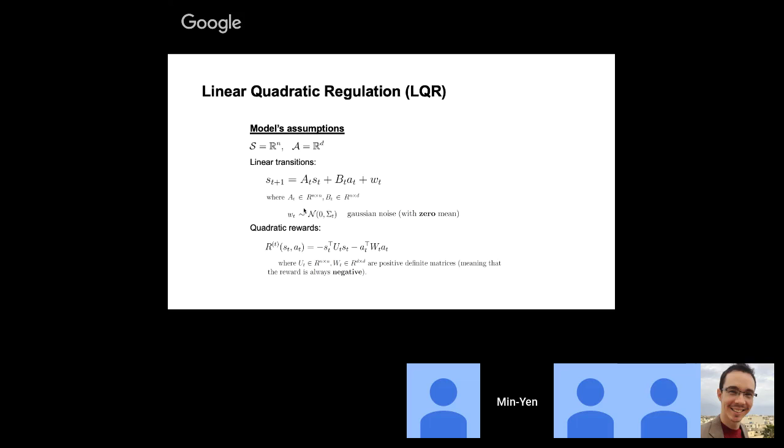So to limit the area which this LQR can apply, we need to make some assumptions. For these model assumptions, we have the state, which is just an n-dimensional vector, and the action is also a d-dimensional vector. Then we also need to assume linear transitions, which is the state at t plus one is equal to A_t s_t plus B_t a_t plus w_t, where A_t and B_t are just unknown parameters, and s_t is the state at time t, and a_t is the action at time t, and w_t is some Gaussian noise with a variance sigma_t.